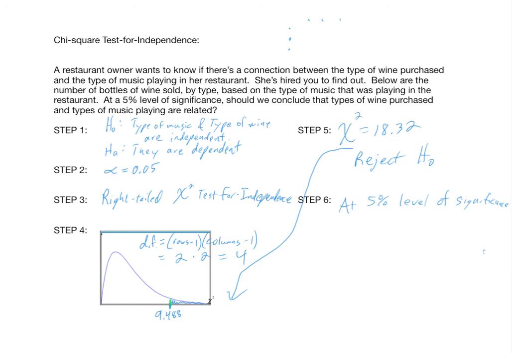So at 5% level of significance, type of music and type of wine are dependent. Type of wine purchased, that is. So this gives the restaurant owner some information to understand how her bottles of wine sell based on the type of music that she's playing. And they are, in fact, dependent at a 5% level of significance.